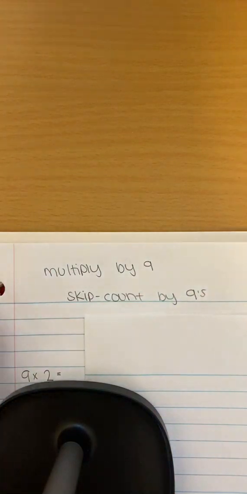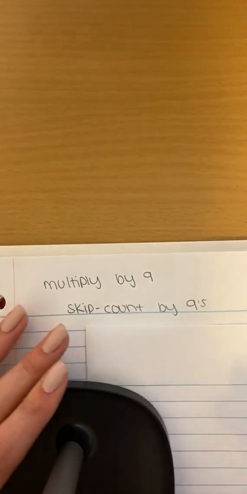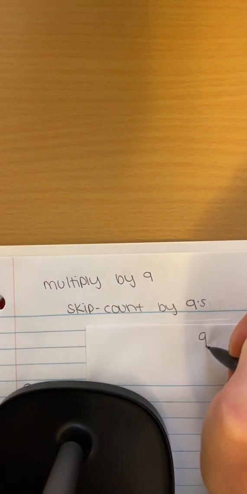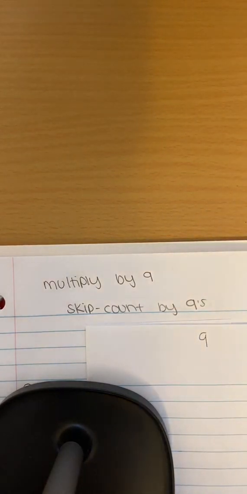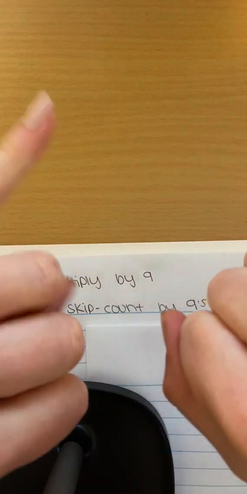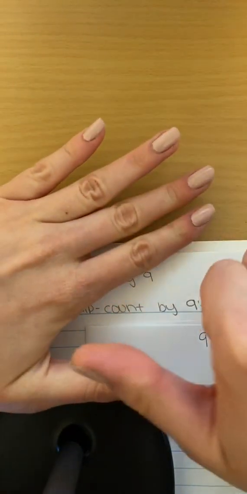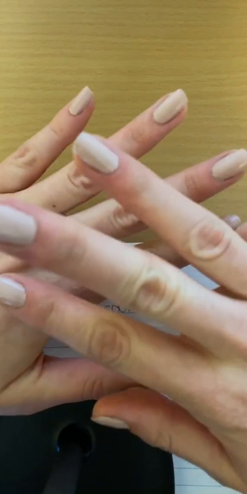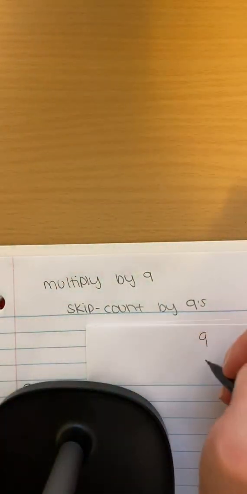All right, now we're going to practice first by skip counting our 9s. So remember, when we're skip counting our 9s, the first one is going to be 9, and then we go up by 9. So remember, you can count up by 9 like this: 9, 10, 11, 12, 13, 14, 15, 16, 17, 18. So we know next would be 18.